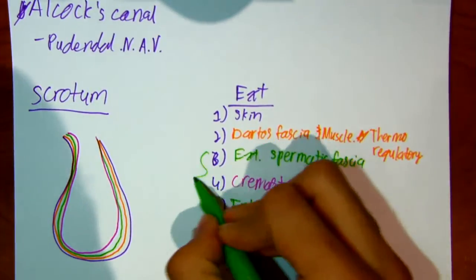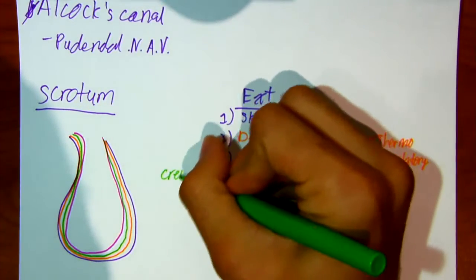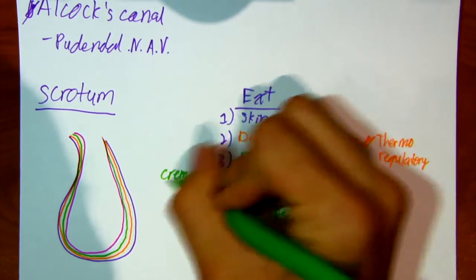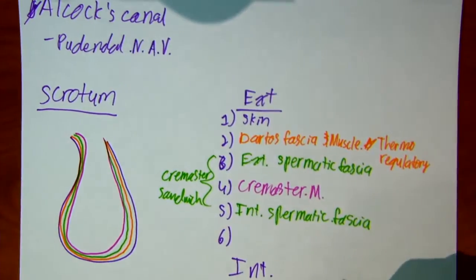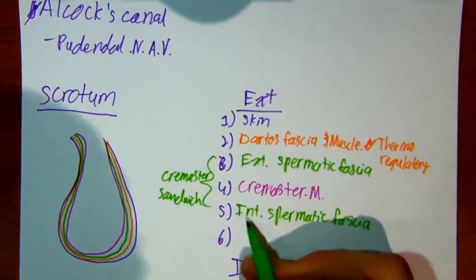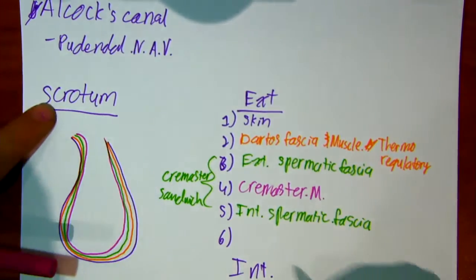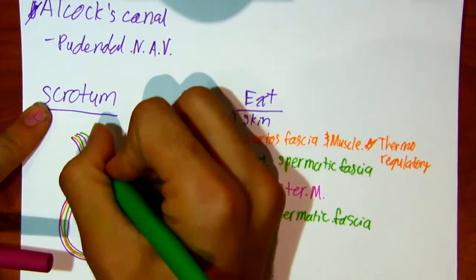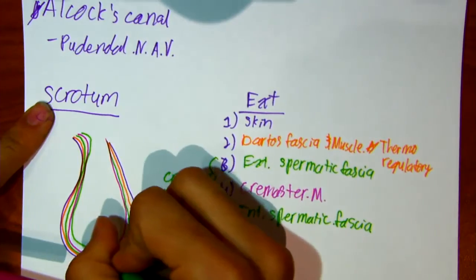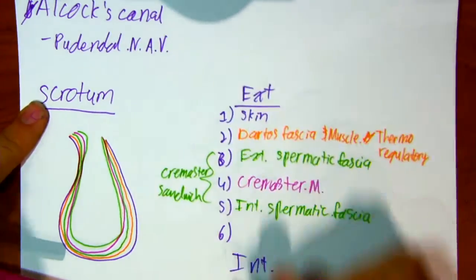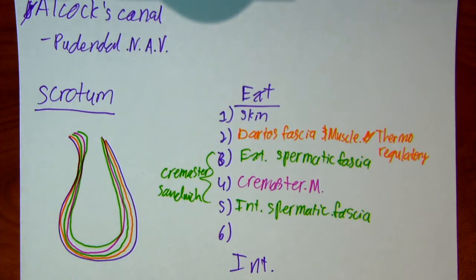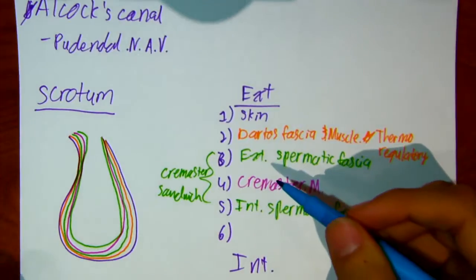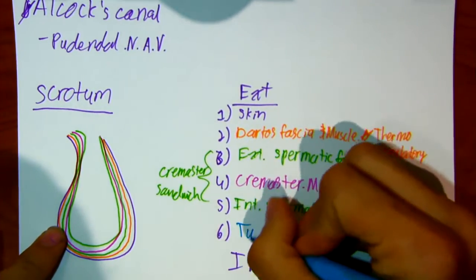You'll sometimes hear people call this the cremaster sandwich. We have internal and external spermatic fascia surrounding the cremaster muscle. So we'll keep that in green. All right, what's the last layer? Yeah, awesome. Tunica vaginalis.